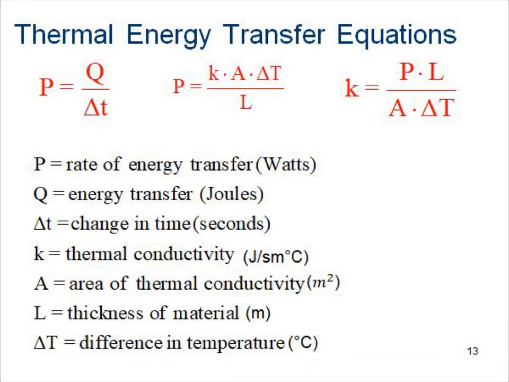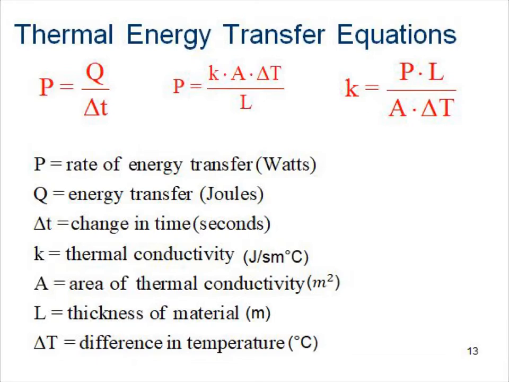Another equation for calculating the rate of energy transfer, P, is equivalent to K, which is the thermal conductivity of the substance, times the area of that thermal conductivity, times the delta big T, which is the change in temperature, all divided by the thickness of the material.